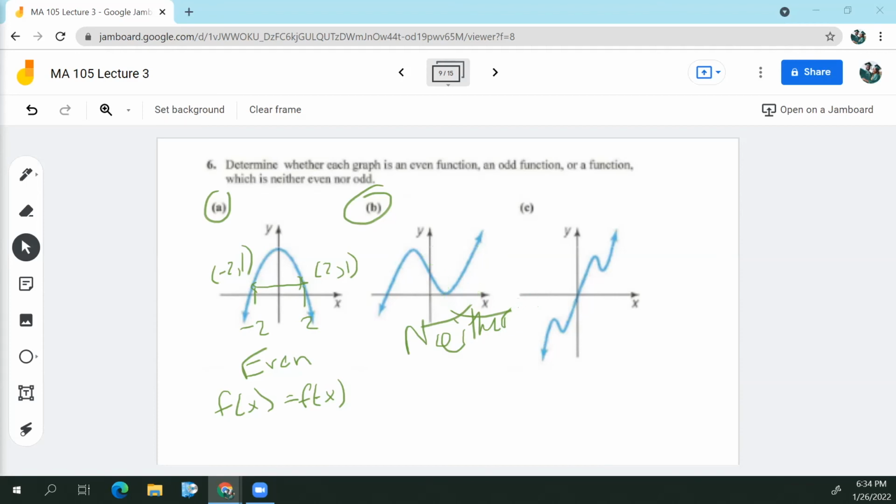And then last but not least, this one, is it odd, even, or neither? This is odd. You can see it does have that symmetry, that 180 degree origin symmetry. If I shift that around the origin 180 degrees, I do get it.